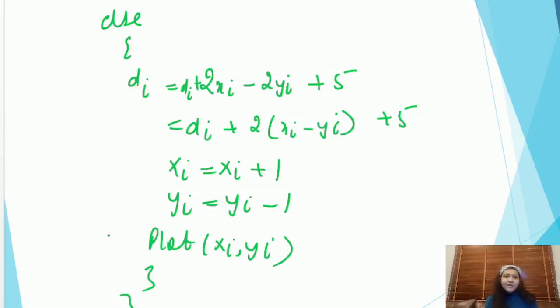In the next video, we'll discuss how to solve the numerical of this using the midpoint circle drawing algorithm.